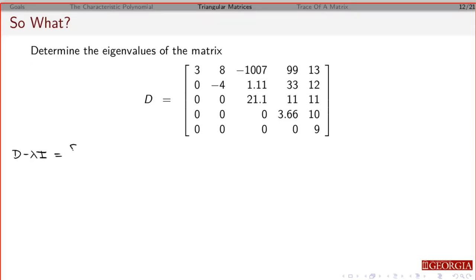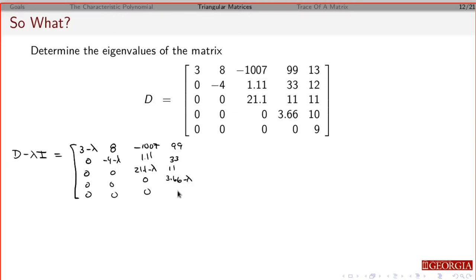If I want to take D minus lambda I, what am I going to get? I'm going to get 3 minus lambda, 0, 0, 0, 0. I'm going to have minus 4 minus lambda, 0, 0, 0. And here I'm going to have 21.1 minus lambda, 0, 0. And I'm just going to leave these alone. And then those are going to be 13, 12, 11, 10, and then all the diagonal entries, I have to subtract the lambda.